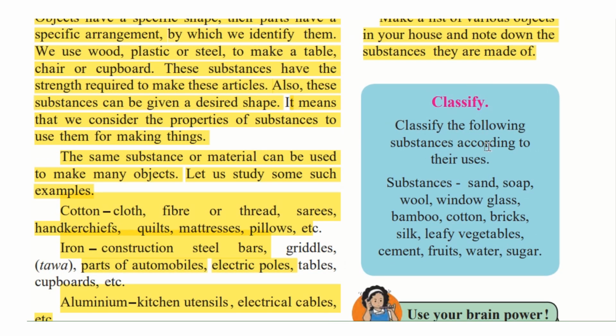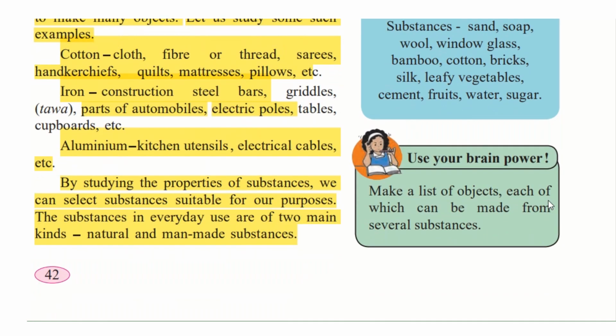Classify the following substances according to their use. Substances like sand, soap, wool, window glass, bamboo, cotton, bricks, silk, leafy vegetables, cement, fruits, water, sugar. So, you can classify the following substances according to their use, for what use we are making them.